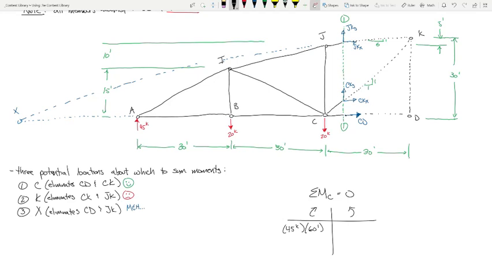What about this 20 kip load? Okay, 20 kips. Does it generate moment at C? Left side or right side? And moment arm? 30 feet.